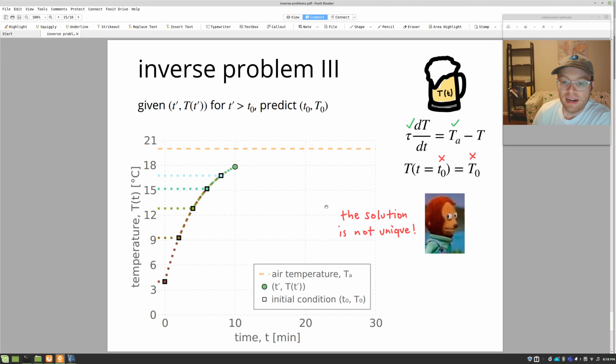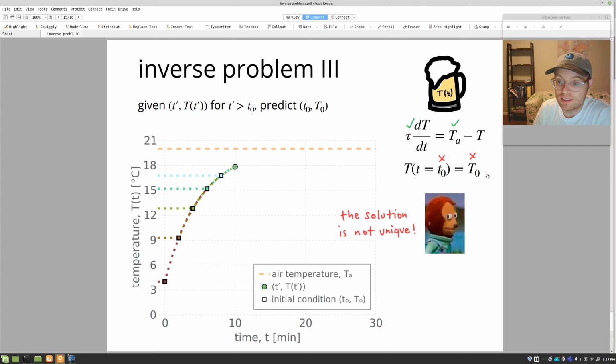Okay. Finally, the last thing I want to talk about is the third class of inverse problem. Now let's say that you came in the kitchen, there's a glass of beer, you measure its temperature at time t prime, and it's 18 degrees, right? And you want to know, one, what is the temperature of the refrigerator? And two, when was the beer taken out of the refrigerator? So both of these are now unknown, T0 and t0. Now this inverse problem actually doesn't have a unique solution.